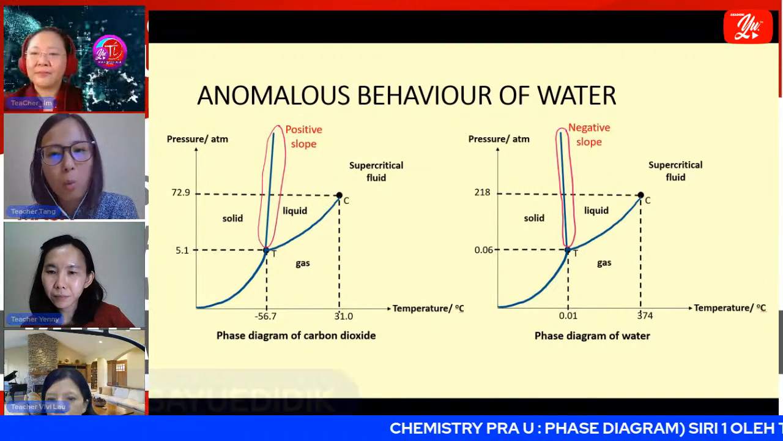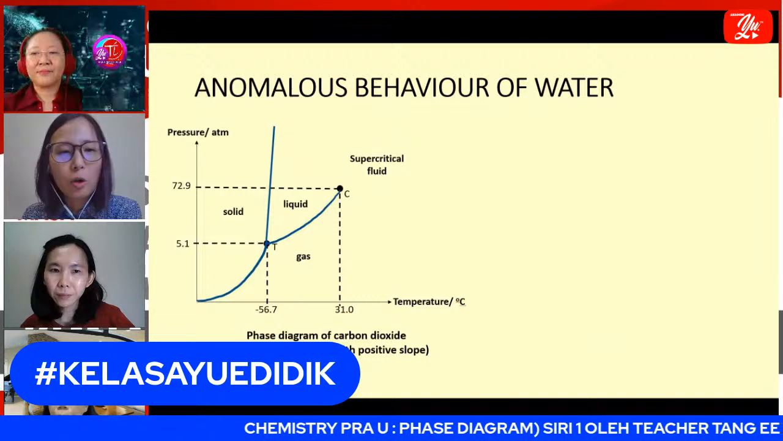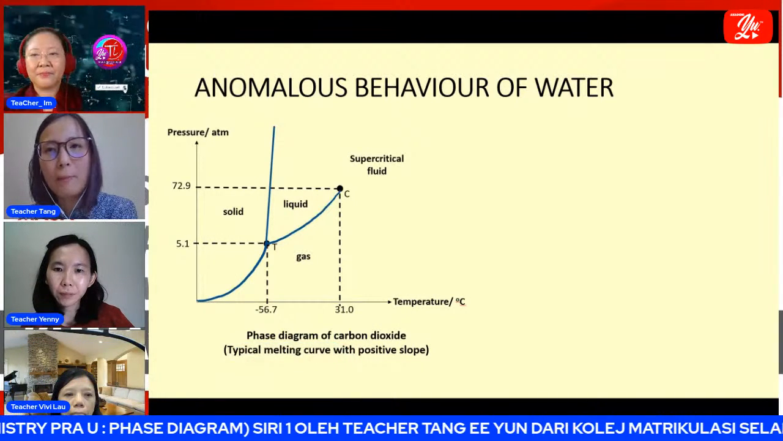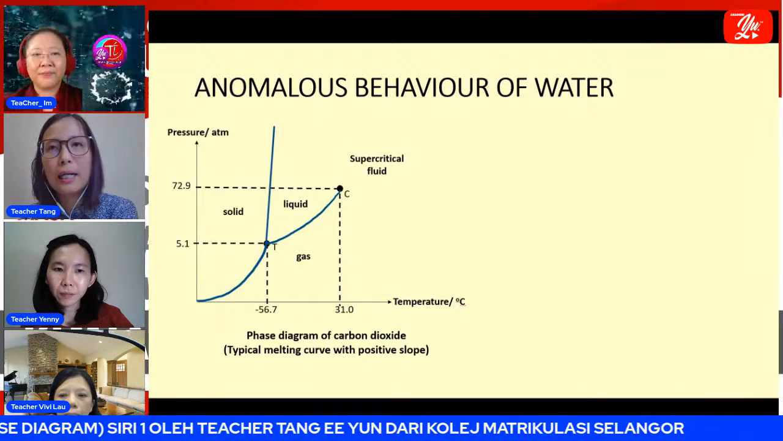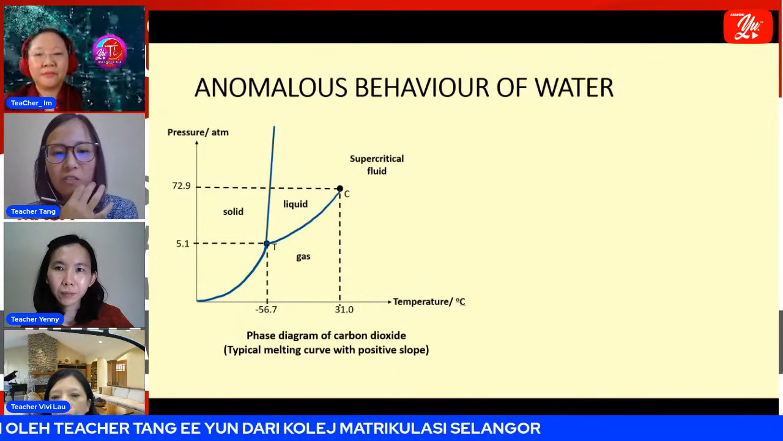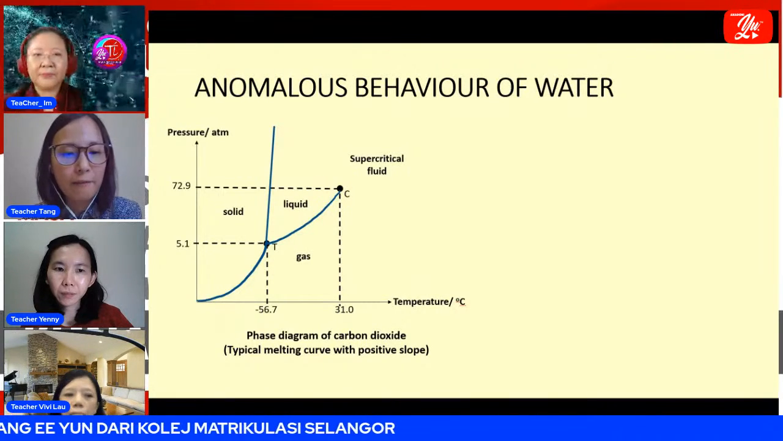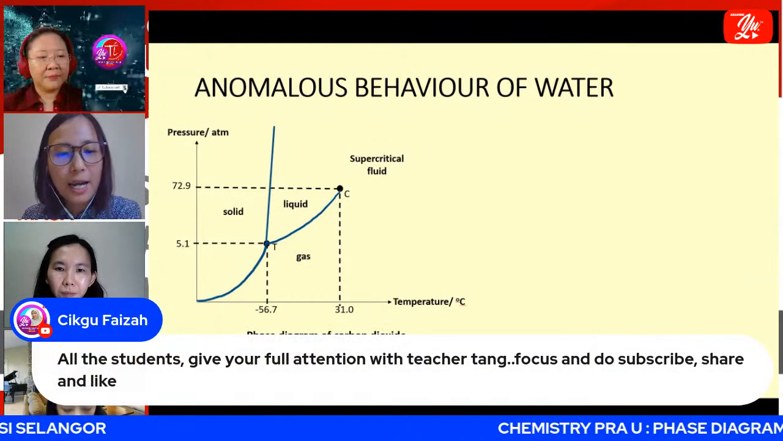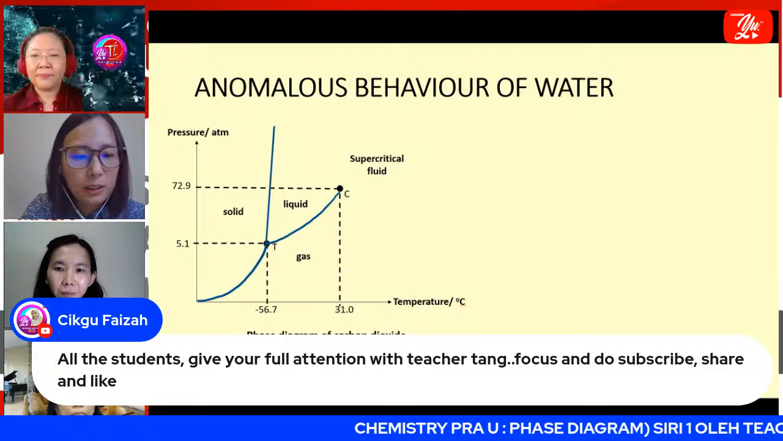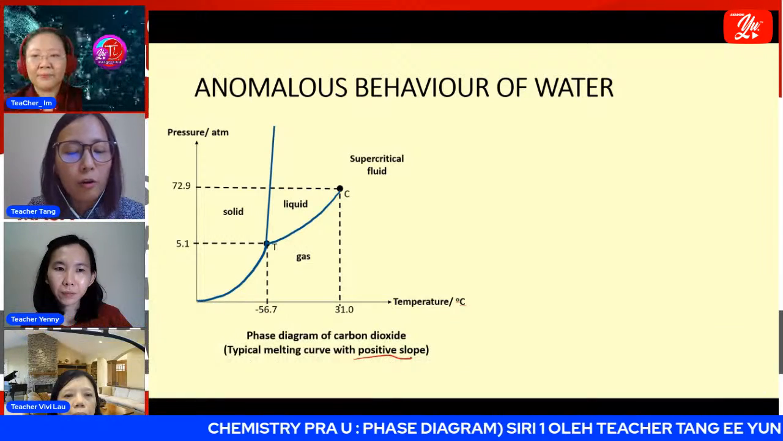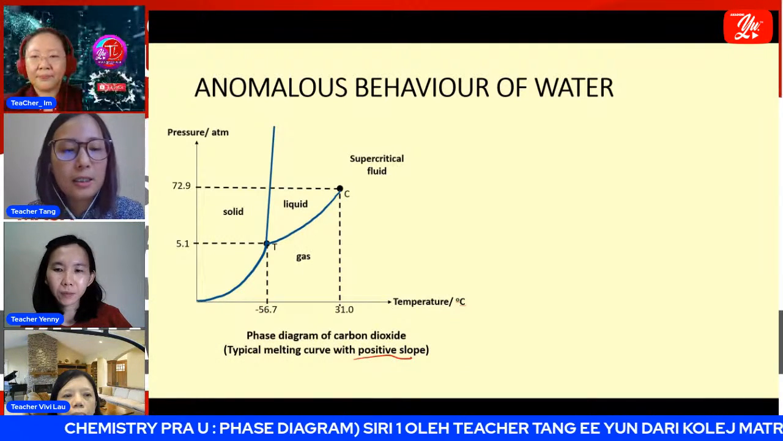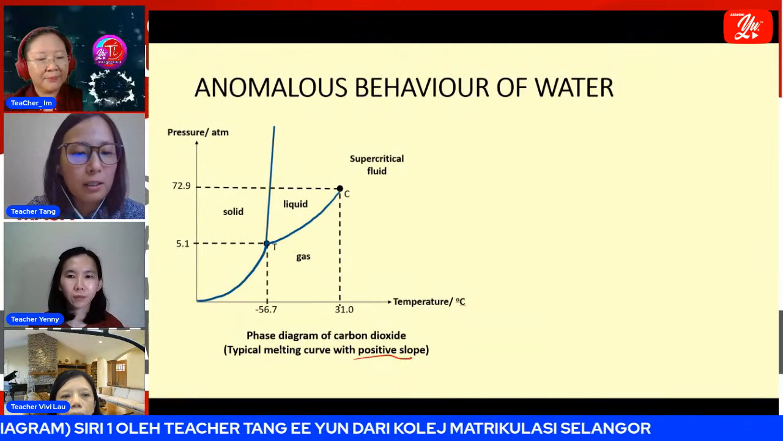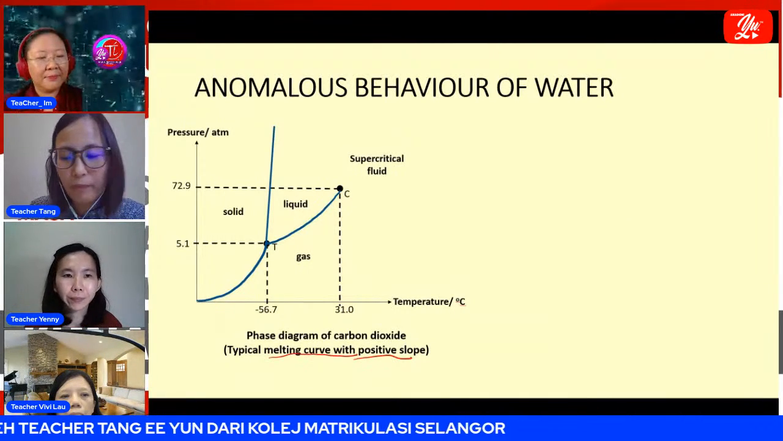For water, the melting curve has a negative slope, which means that it points to the left. So why? Before we explain why water has a melting curve with a negative slope, we shall look at the phase diagram of carbon dioxide first. Why does the melting curve for carbon dioxide have a positive slope? Remember, the phase diagram of carbon dioxide is a typical phase diagram of a substance where the melting curve has a positive slope.